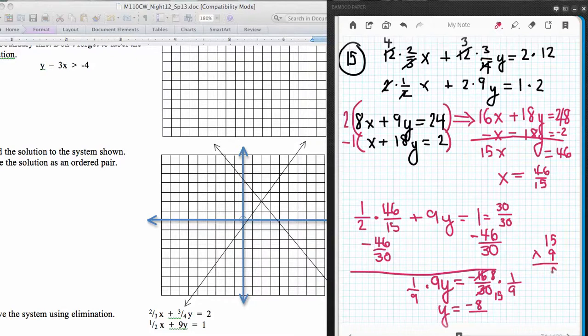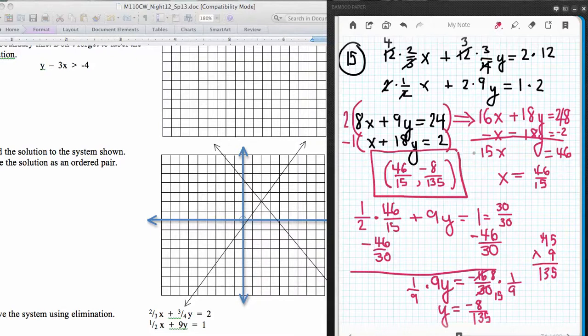Now do remember as well that you will be able to use your calculator on the test, so you can certainly do multiplication or division. Fractions, you're going to have to do fractions no matter what, so please make sure that you are aware of your fraction work. So 46/15 is my x value. So I would write that just like that, comma, and then my y value, negative 8/135. And that would be my final answer.